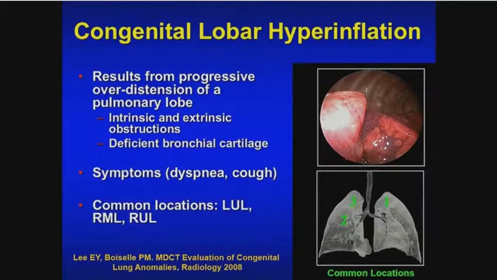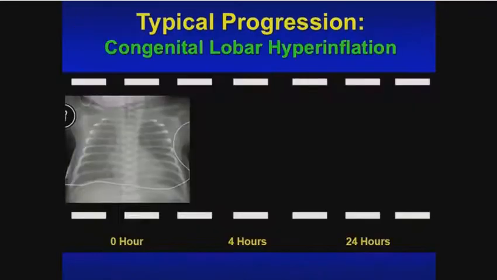So this is a congenital malformation of the lung due to progressive over-distension of the pulmonary lobe. It could be an intrinsic problem of the airway. So it becomes really floppy, and in the distal portion of the airway there's air accumulation. Or it could be extrinsic compression of the airway, resulting in air trapping and hyperinflation in the distal portion of the lung. Typically affected patients present with progressively worsening dyspnea, cough, and respiratory distress. And common location includes the left upper lobe, followed by the right middle lobe and right upper lobe.